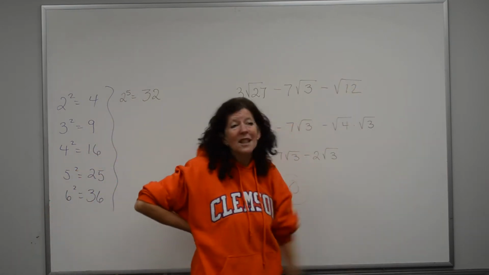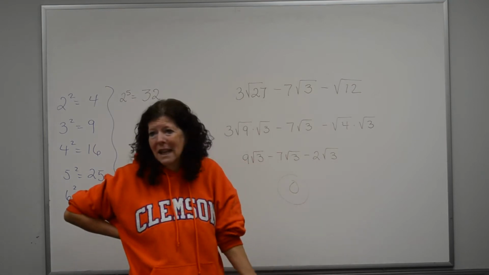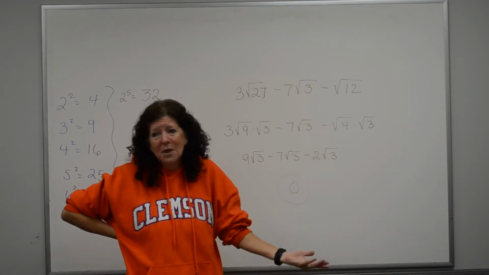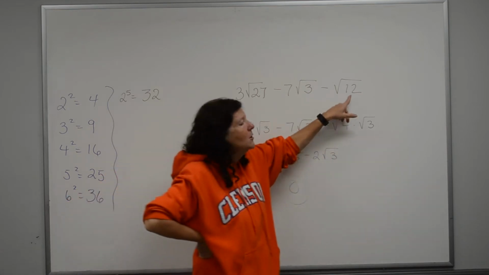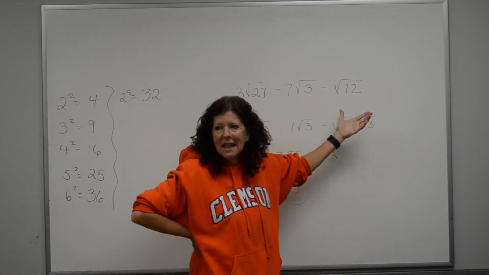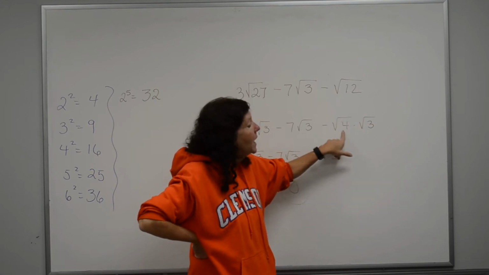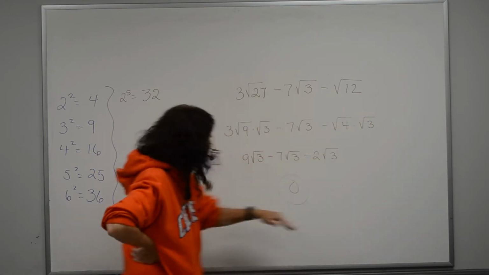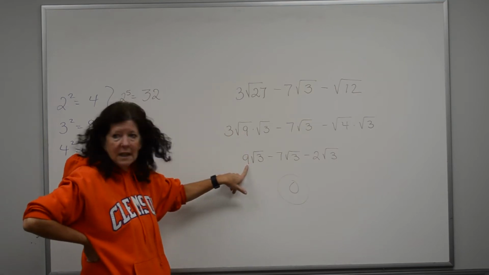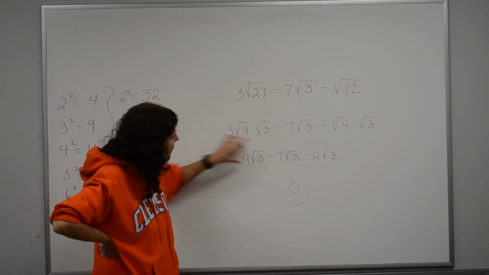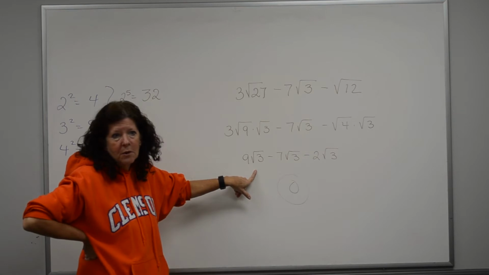If I had chosen 6 and 2, would that have gotten me anywhere? I can't take the square root of 6. I can't take the square root of 2. So I'm trying to find things that I can multiply together that I can take the square root of one of them. So I chose 4 and 3. So then I come down here. Square root of 9 is 3. 3 times 3 is 9. So this term right here becomes 9 on the square root of 3.